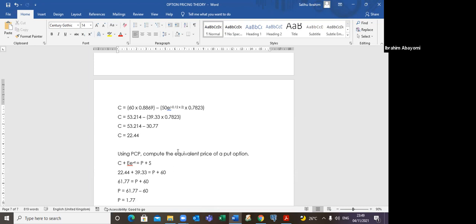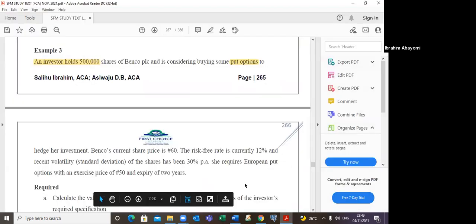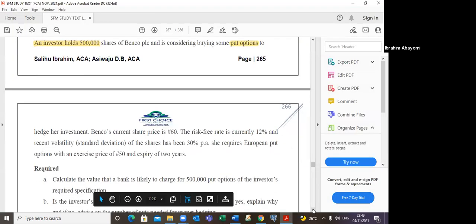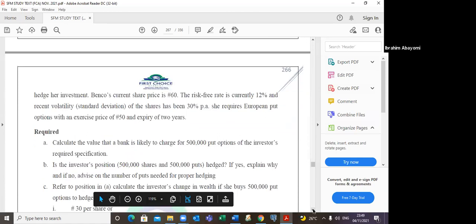Abby? That's my put option price. And what does the question say? Calculate the value that a bank is likely to charge for 500,000 put option. So how much will the bank charge for this option? The 1.77 times 500,000.